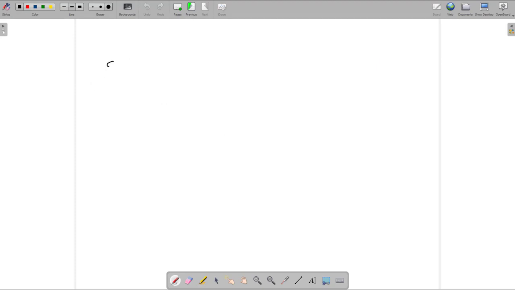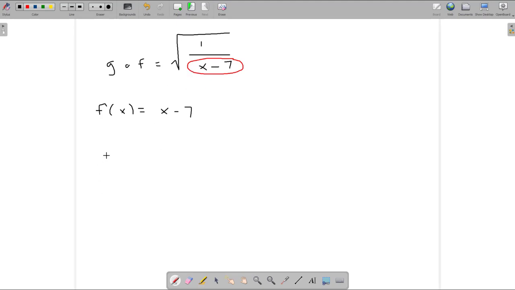So let's just look at our function one more time. Square root of 1 over x minus 7. So maybe I just want this part to be my f. It's a little bit less straightforward this way, but maybe if you see it like that, maybe this way makes more sense. So if I let my f of x equal x minus 7, then what does this become? Well, this becomes the square root of 1 over f of x, right?